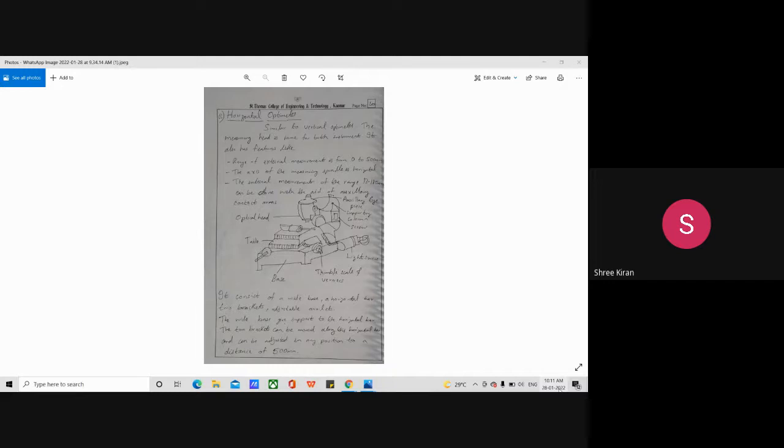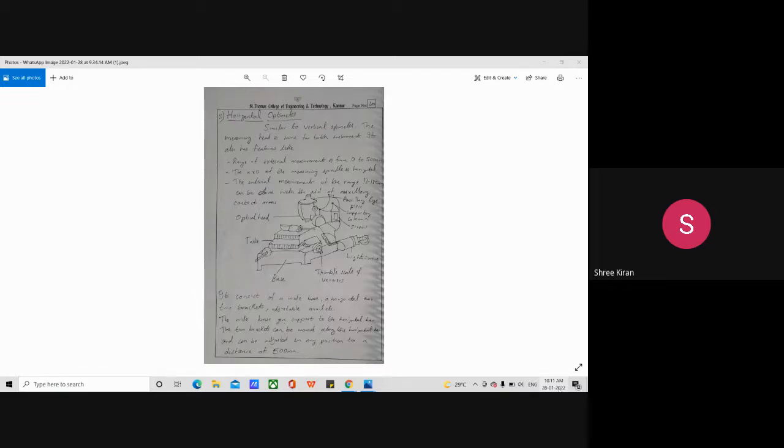The horizontal optimeter is similar to the vertical optimeter, where the measuring head is the same for both the instruments. Due to the following features, it is considered different from the vertical optimeter. The range of external measurement is from 0 to 500 mm, and the axis of the measuring spindle is horizontal, where the internal measurement range is between 13 to 180 mm, which can be done with the aid of auxiliary contact arms.